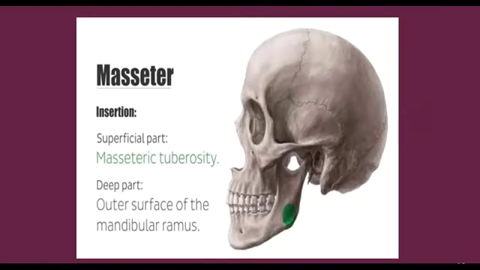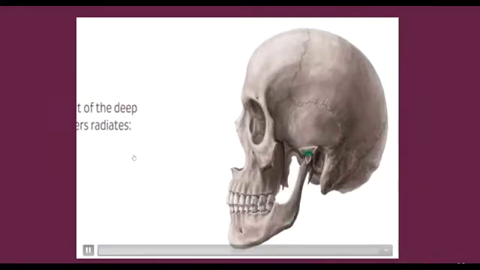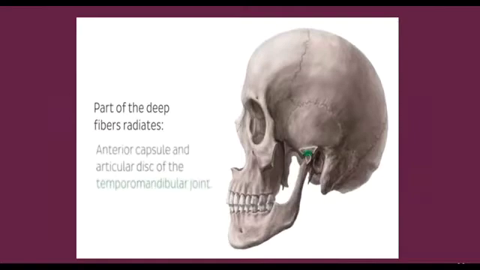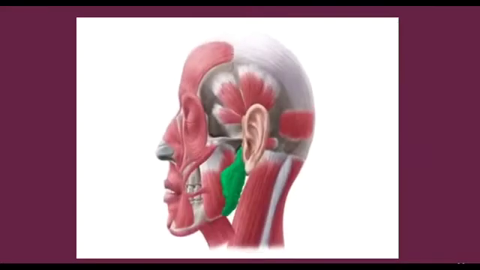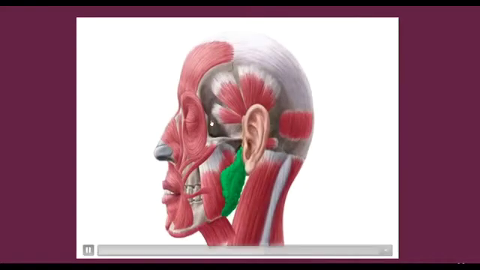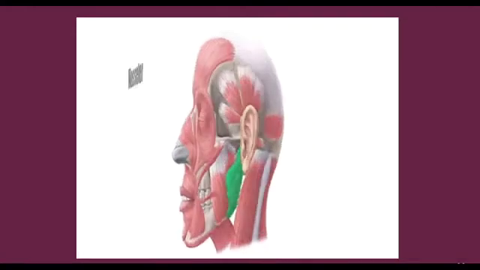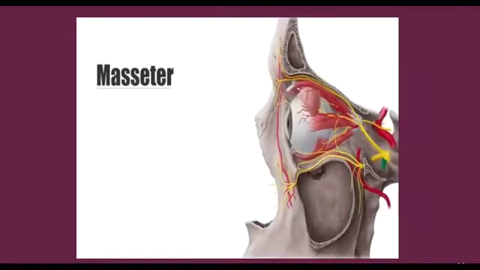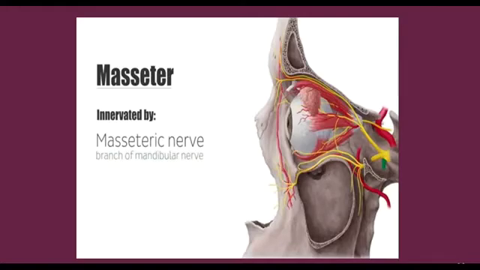The parotid gland lies deep on the anterior side of the masseter and its duct courses underneath the zygomatic arch across this muscle. This is the masseter muscle and this is the parotid gland. The blood supply is by the masseteric artery, a branch of the maxillary artery, and the nerve supply is by the masseteric nerve, a branch of the mandibular nerve.